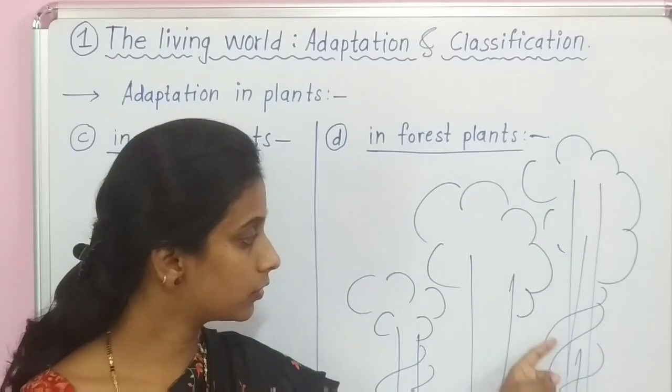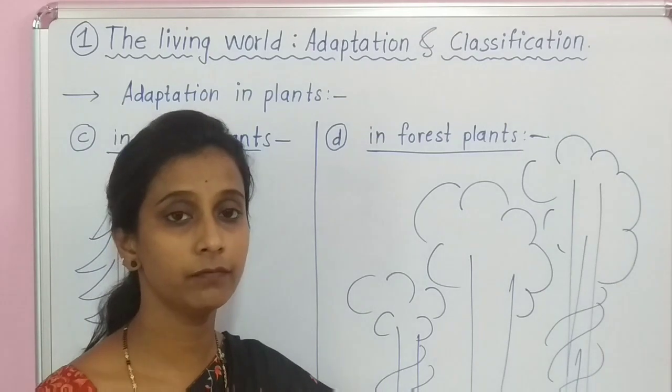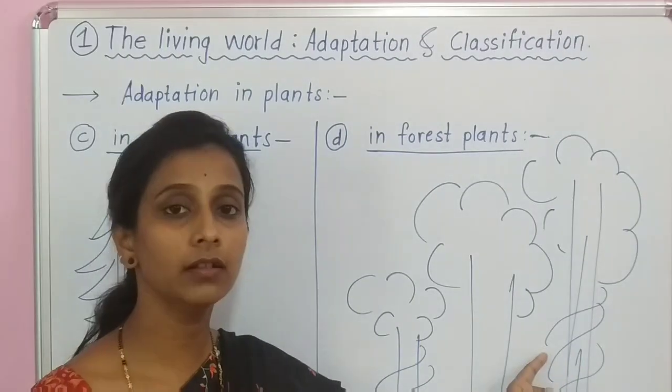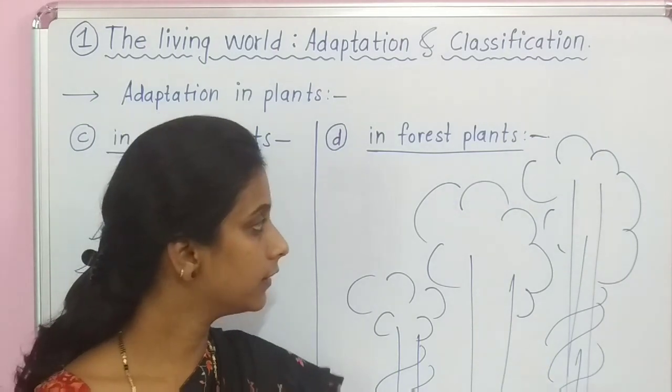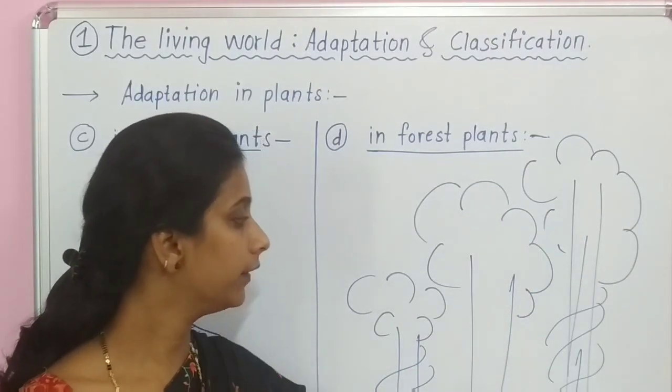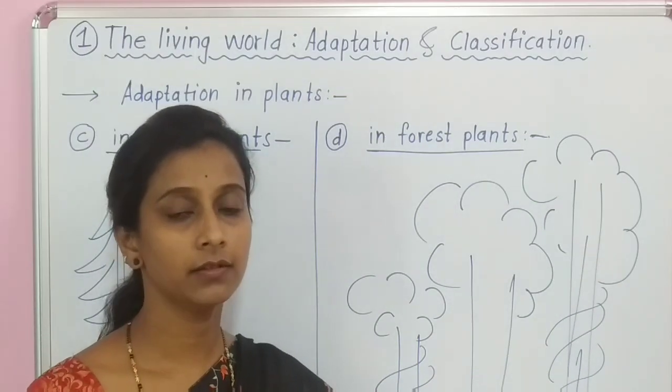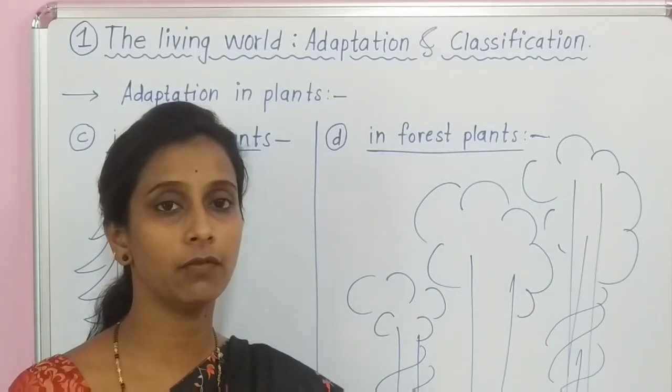This is the structure showing climbers which are present on the stem of another tree for getting the food. And see here, the height of the plant is very large. Why are the trees very tall in the forest?